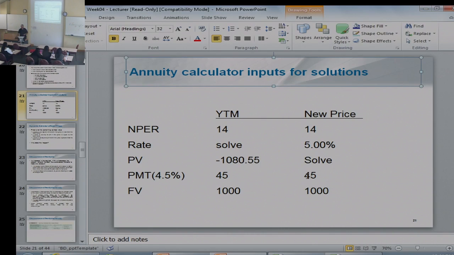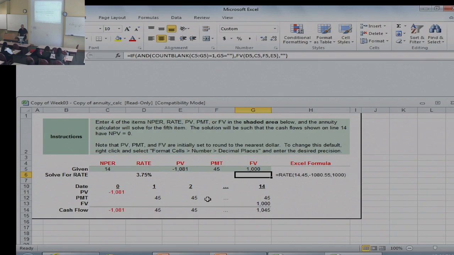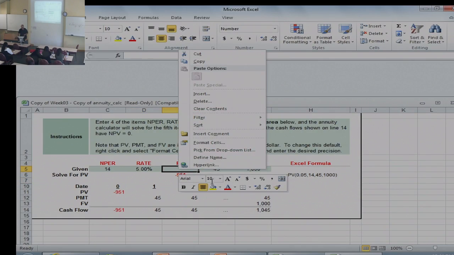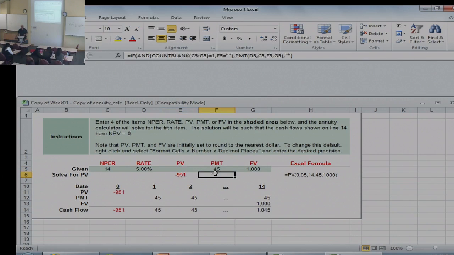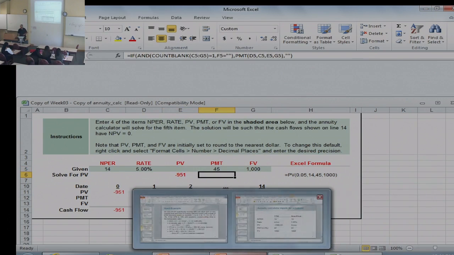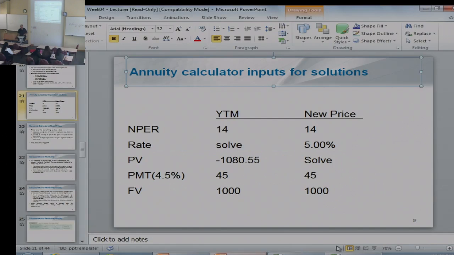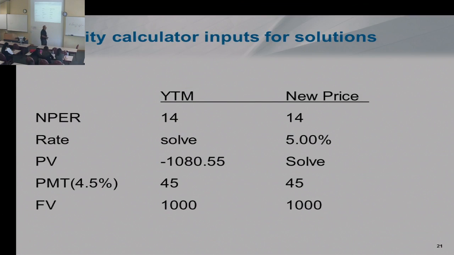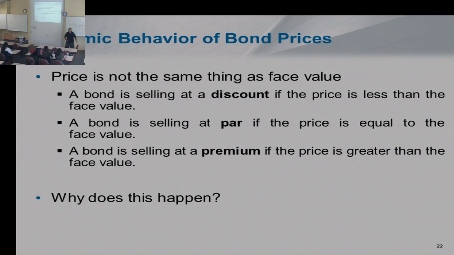So using the annuity calculator, the rate has gone up to 5%. Now we want to know what the present value is. Well, if the rate goes up to 5%, the present value becomes $951. So these sorts of calculations are pretty easy if you've got the right calculator. They're a bit longer if you haven't.